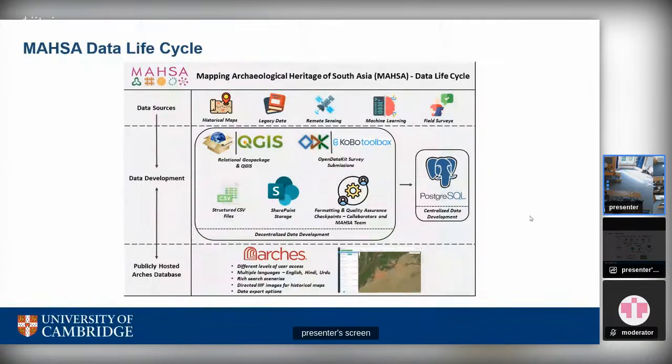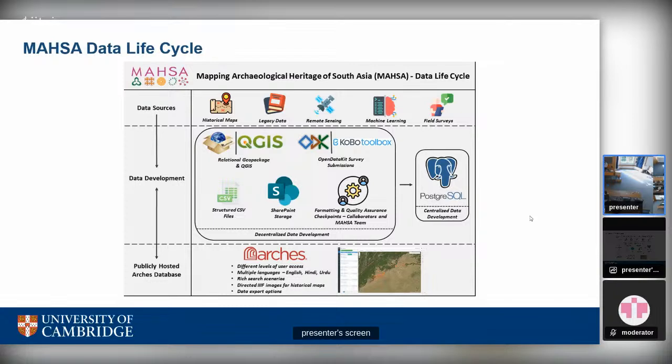It starts with the data sources, historical maps, legacy data, and all that I've talked about. Then the data development is based on different tools like QGIS, ODK, structured CSV files. We are working collaboratively on SharePoint. There are different quality assurance checkpoints because there is so much data inflowing.